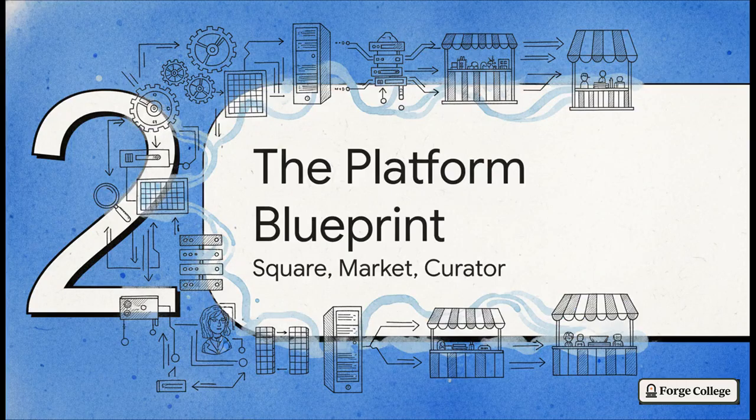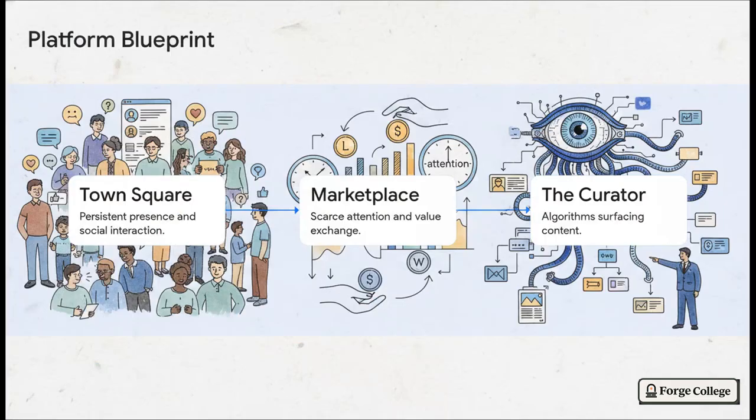Moving on to Section 2, the platform blueprint, the town square, marketplace, and curator. To really understand this, here's the underlying machinery broken down into 3 distinct parts: the town square, the marketplace, and the curator. Think of the town square as your profile and your feed. You know, the place where you actually hang out. The marketplace is the invisible economy running constantly in the background, trading your very scarce attention for likes and shares. And the curator, well, that's like the algorithmic bouncer at the door, carefully selecting exactly which conversations get put right in front of your face.